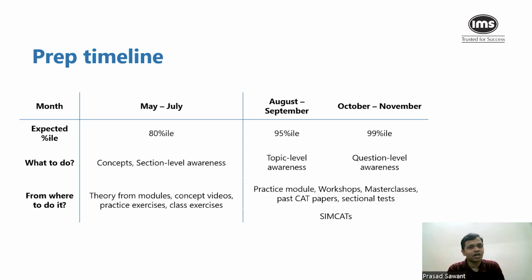And that brings us to the last 2 months, which is October and November. Aim as high as possible. So you should aim for 99 percentile or higher. And by now, you should have question level awareness that I'm not good at this particular specific topic within quant, and within that particular topic, this is the question that I'm not able to solve. So that question level awareness is something that will help you on the D-Day in deciding whether you should solve one question or skip it completely. So this is how your entire preparation timeline is going to look like.